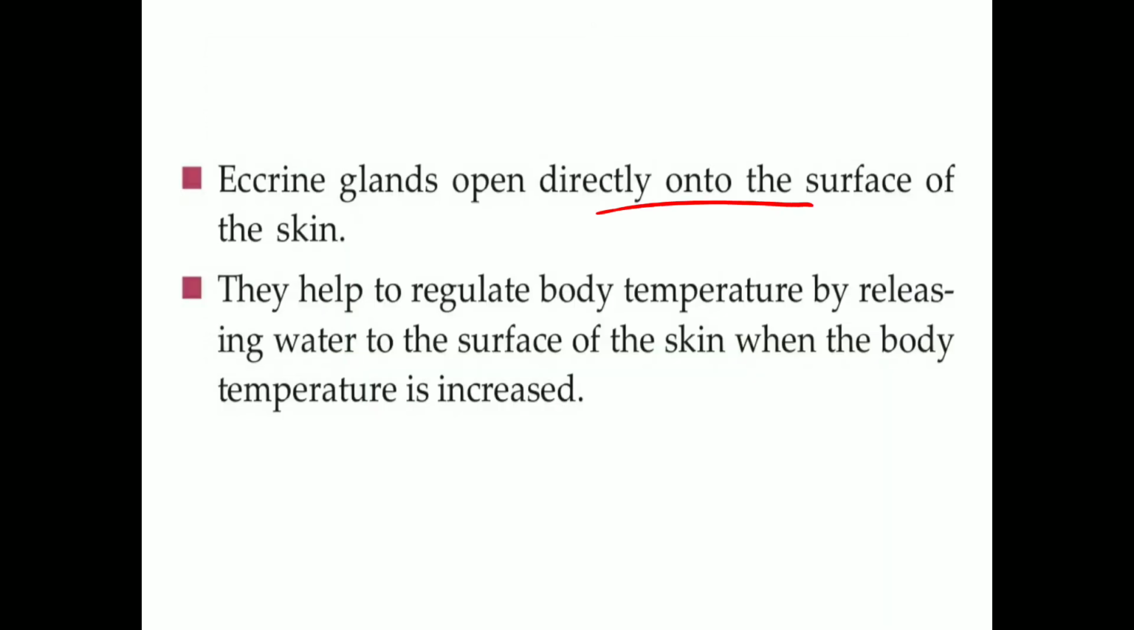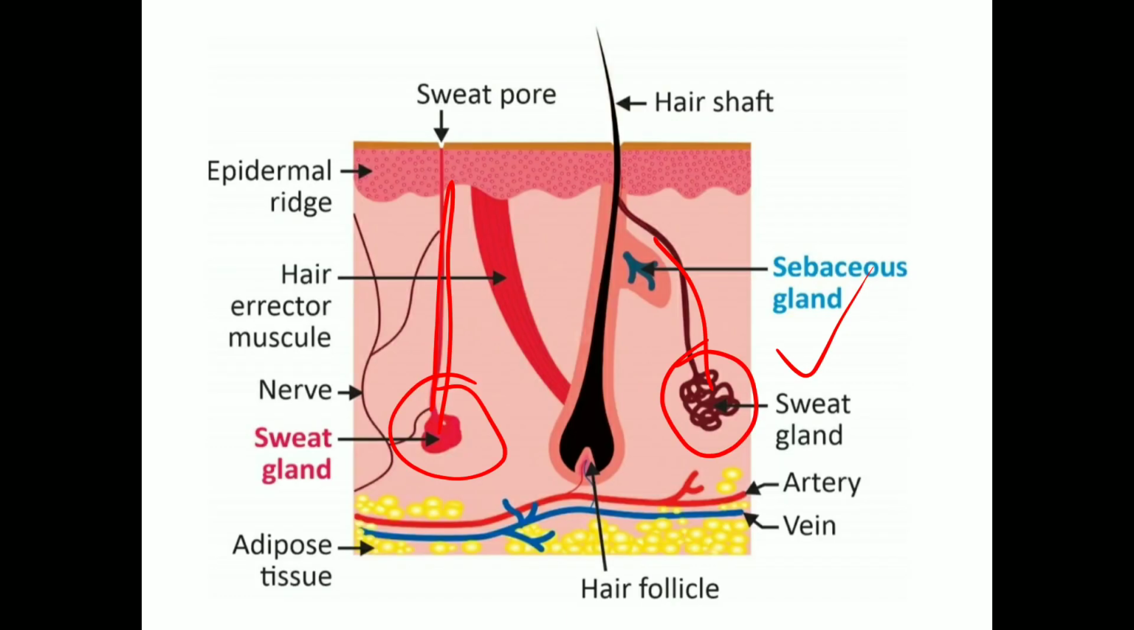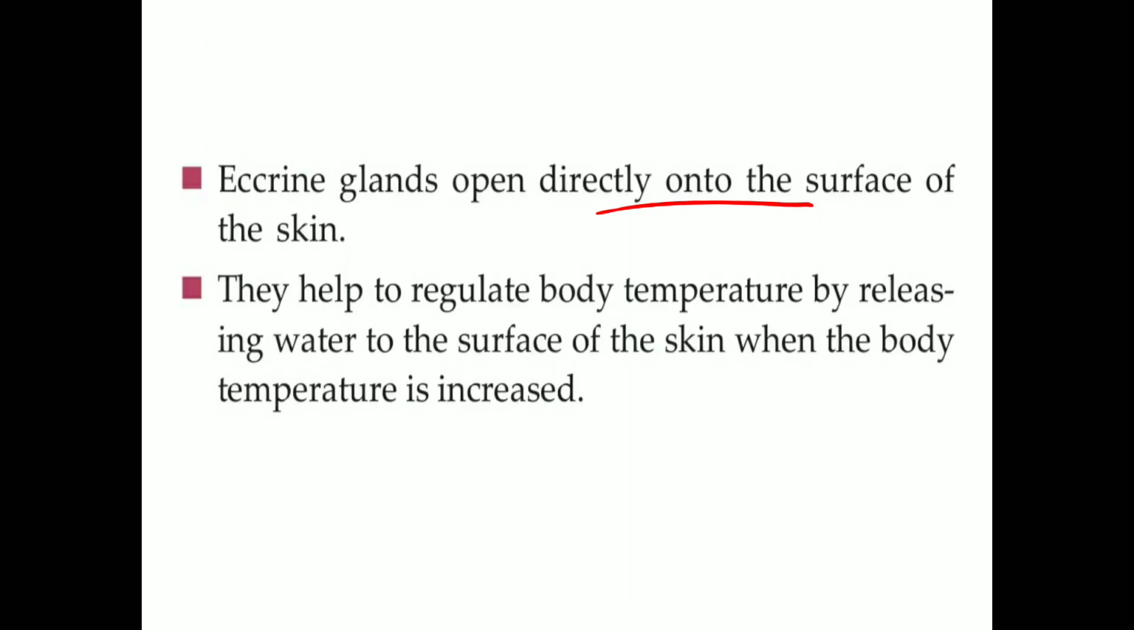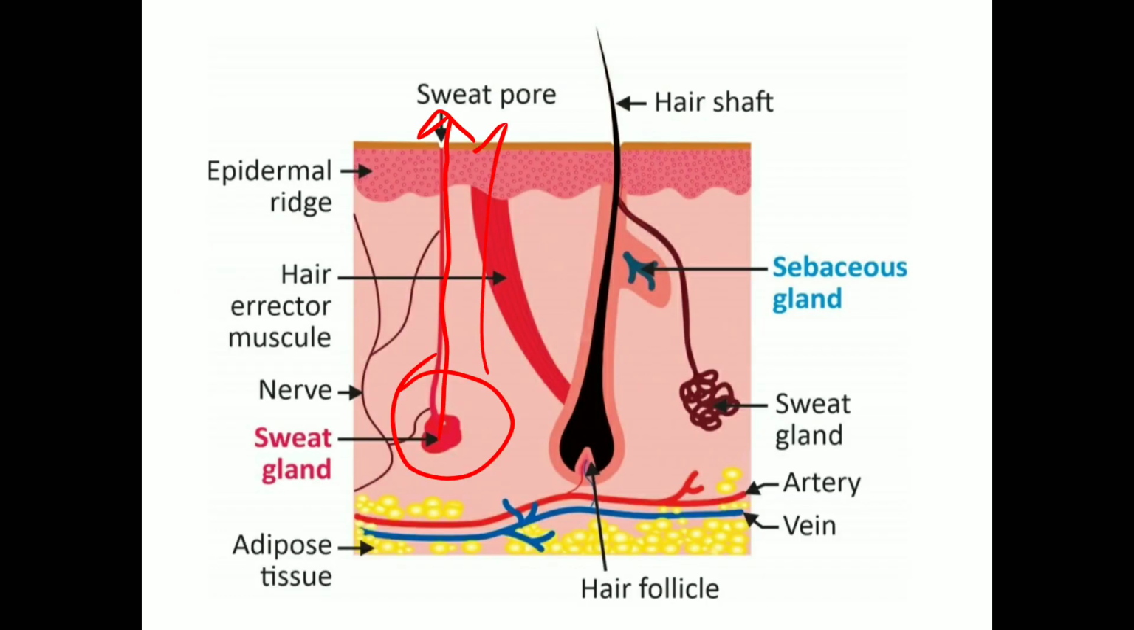Eccrine glands directly open onto the surface of the skin. You can see that here, this sweat gland has a duct, and that opens directly onto the surface at the sweat pore, and it opens onto the surface of the skin. Both eccrine and apocrine sweat glands regulate body temperature, and they release their sweat or water onto the surface of the skin.